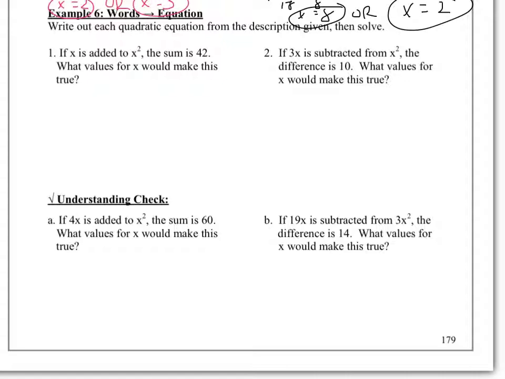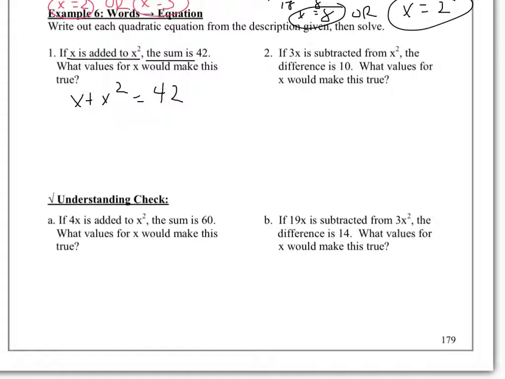Okay, so let's read the first part and try and write out what this means. X is added to x squared. Okay, so x plus x squared. The sum is 42. So when we add them together, it equals 42. What values for x would make this true? Okay, so now we need to solve for x.